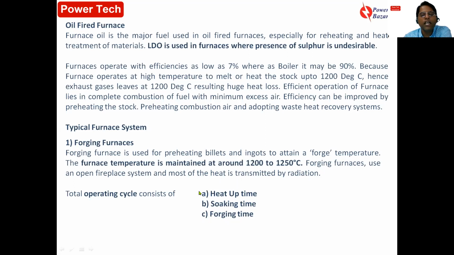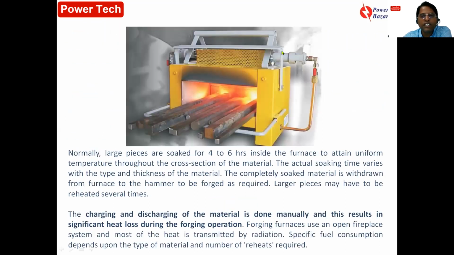We need to heat the material. Then the material needs to be soaked so it will attain uniform temperature. Then you need to forge. Sometimes you have to reheat the materials. Remember the forging temperature is around 1200 to 1250 degrees centigrade in the case of a forging furnace. Now this is a picture of a forging furnace. Here you are feeding in the materials and the fuel supply is given here.